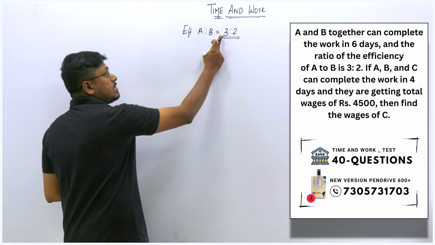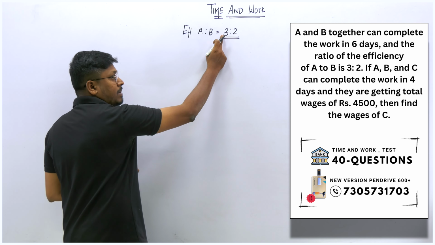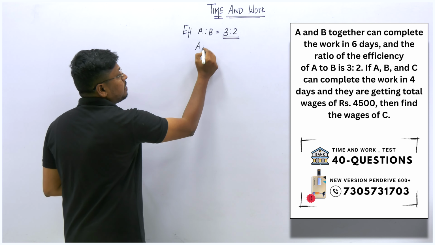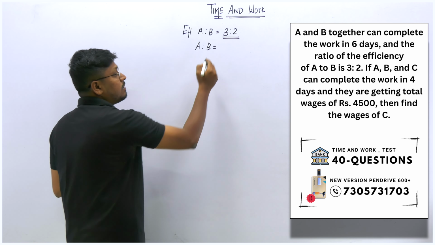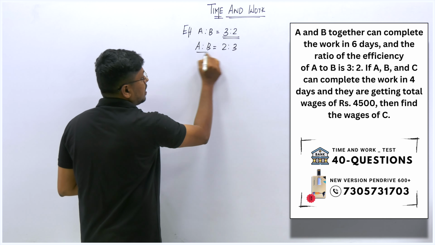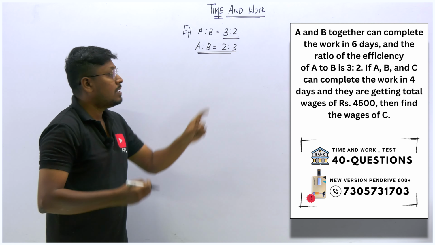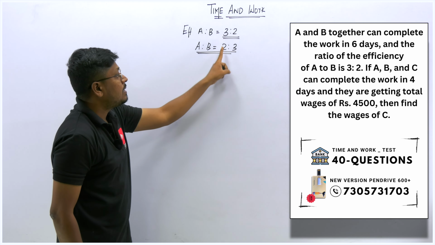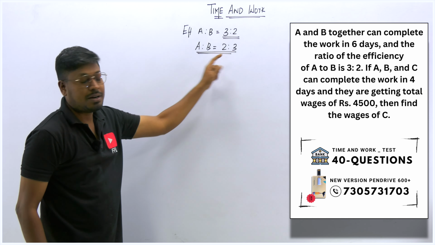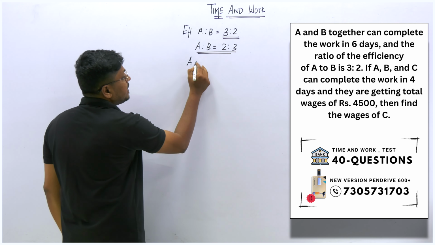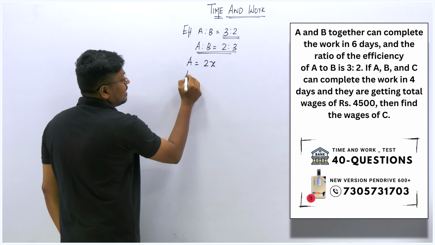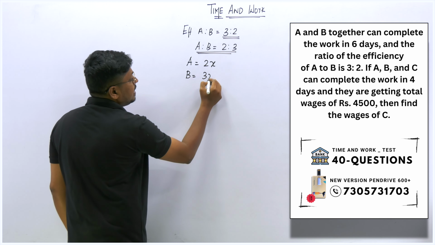So if A is more efficient when compared to B, then we can say that A to B, the time taken to complete the work will be 2:3. Understood or not? I have already explained this completely in my lesson itself. So if their efficiency is more, the time taken will be less to complete a work. So we can say that A can complete a piece of work in 2x days, B can complete a piece of work in 3x days.